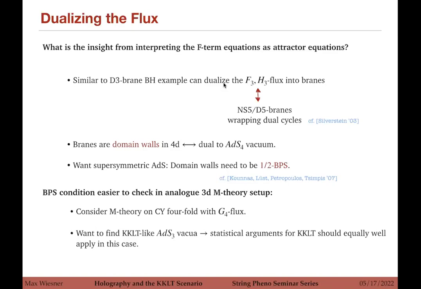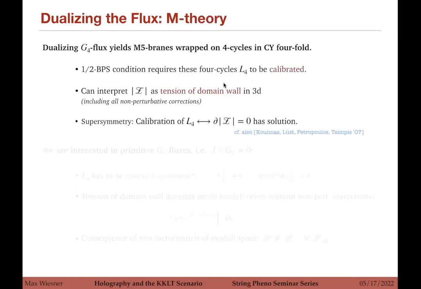So all these statistical arguments, that there should be enough flux, or that the possible allowed flux shell is big enough to find some vacuum with small cosmological constant, should equally well apply to this KKLT-like vacuum in AdS3. And in the end, these M5 brane and NS5-D5 brane systems are very much related. So dualizing, as I said, the G4 flux in this M-theory setup, wrapped on 4-cycles in the Calabi-Yau 4-fold, we get M5 branes wrapping 4-cycles in the Calabi-Yau 4-fold, which are now string or domain walls in 3D.